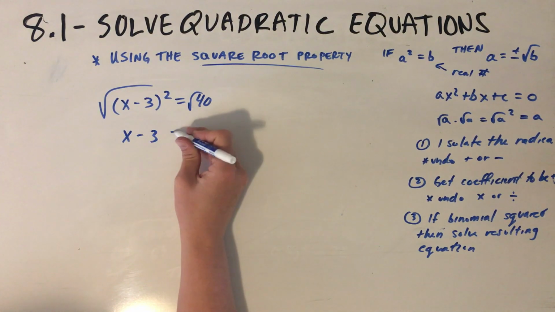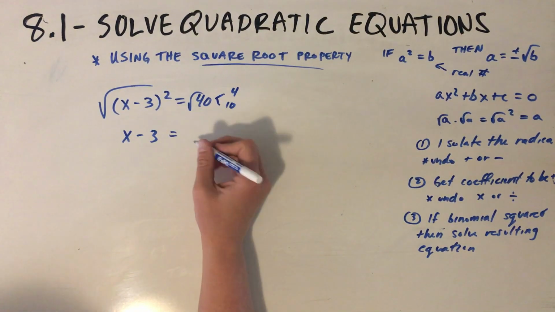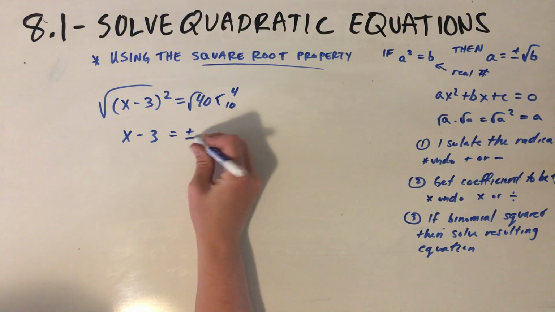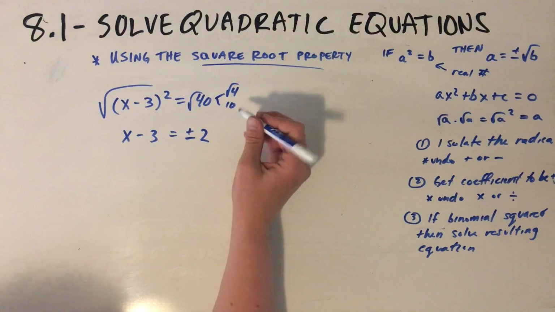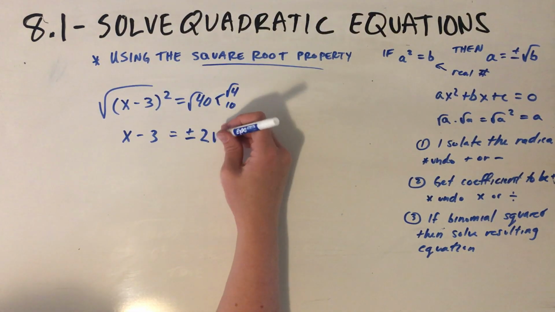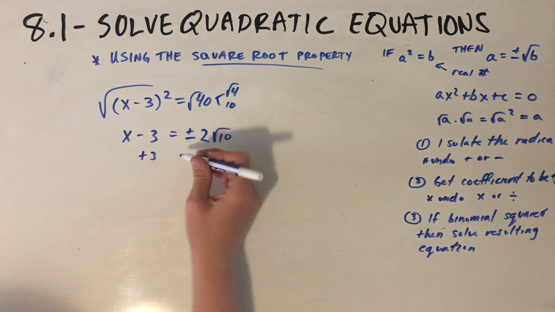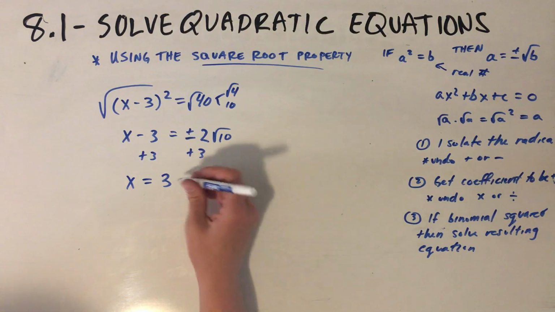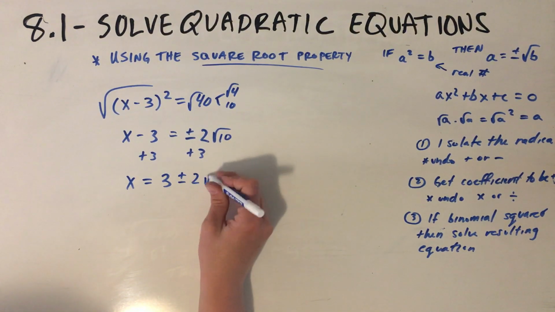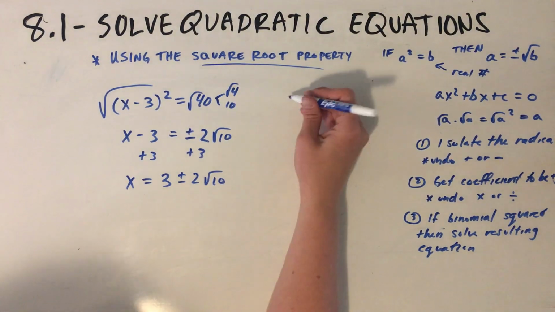I'm going to get x minus 3 is equal to the square root of 40. 40 is going to simplify to 4 times 10, which is going to give me a plus or minus 2. This 4 comes out. The square root of 4 is 2, and the square root of 10 is going to stay under. Then I'm going to add 3 to both sides. So this is a positive 3 plus or minus 2 square roots of 10. Again, these are two separate answers here.